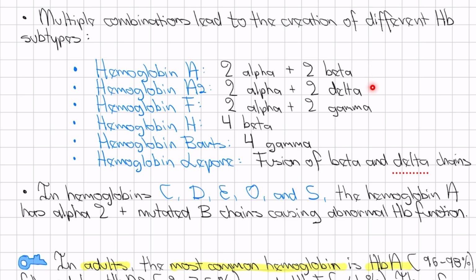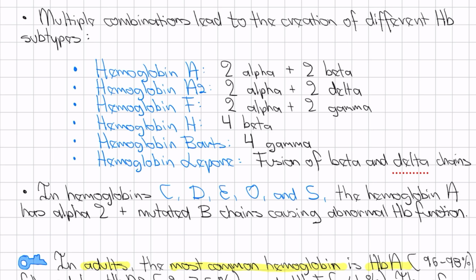Hemoglobin A2 has 2 alpha and 2 delta globins. Hemoglobin F has 2 alpha and 2 gamma. Hemoglobin H has 4 beta. Hemoglobin Bart's has 4 gamma. And hemoglobin Lepore has a fusion of beta and delta chains.